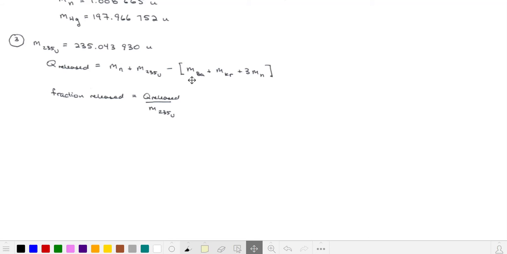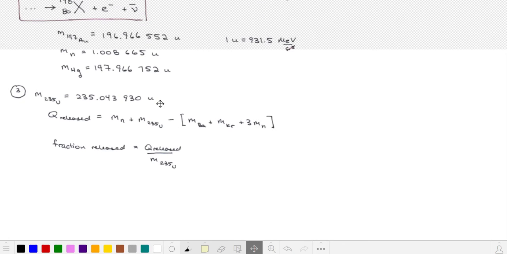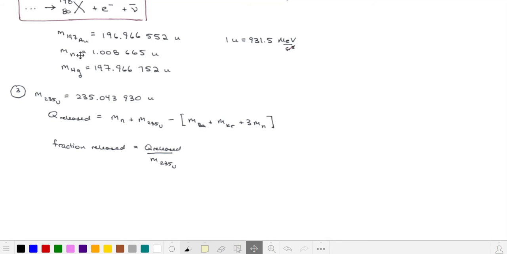And once you determine that difference, all this is given, right? You have the mass of the neutron here, you have the mass of uranium-235. Barium and krypton are given in the problem statement, so all of these masses are given. So you can figure out the heat released. Capital Q is heat. The second part of the question asks you, what is the fraction released? You just take the Q released, and you divide it by the rest mass of uranium-235, and that gives you the fraction of uranium-235's rest mass that's released as energy.